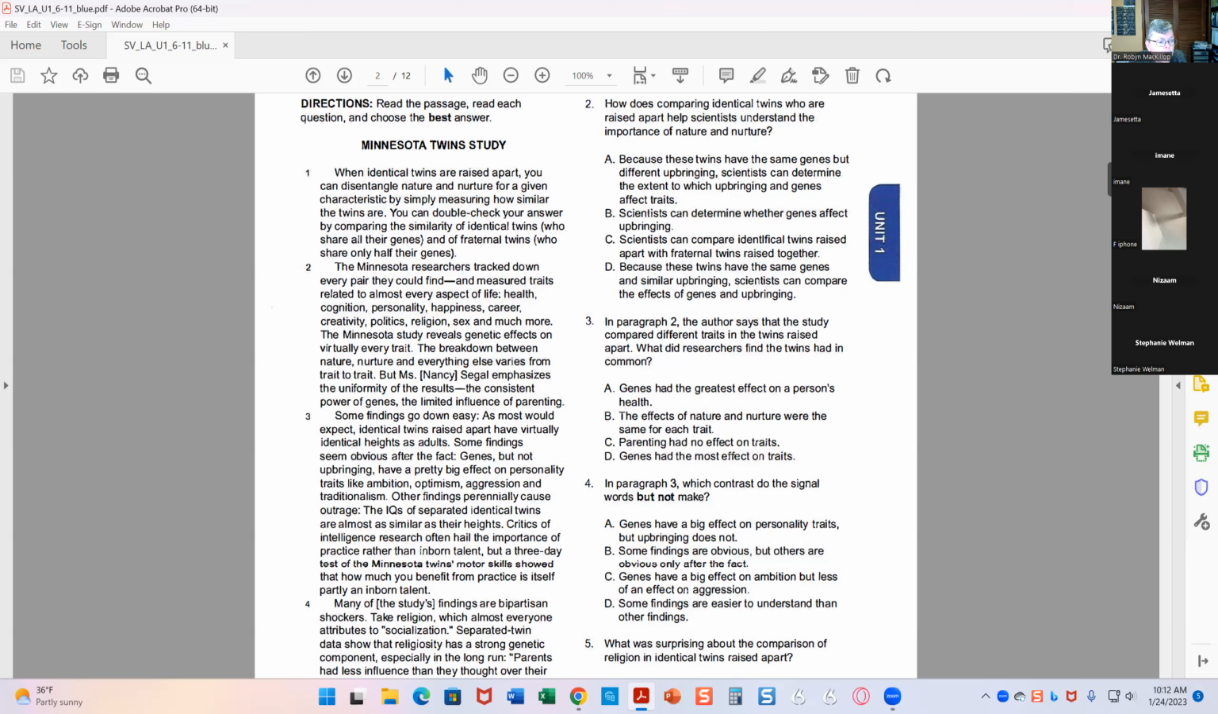Other findings perennially cause outrage. The IQs of separated identical twins are almost as similar as their heights. Critics of intelligence research often hail the importance of practice rather than inborn talent, but a 3-day test of the Minnesota Twins' motor skills showed that how much you benefit from practice is itself partly an inborn talent. That's interesting. That means you don't have to do these 1,000 million times.